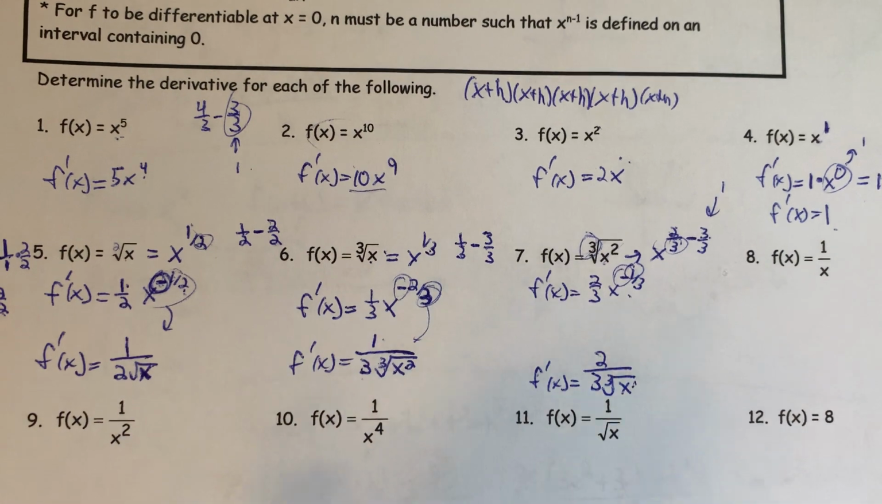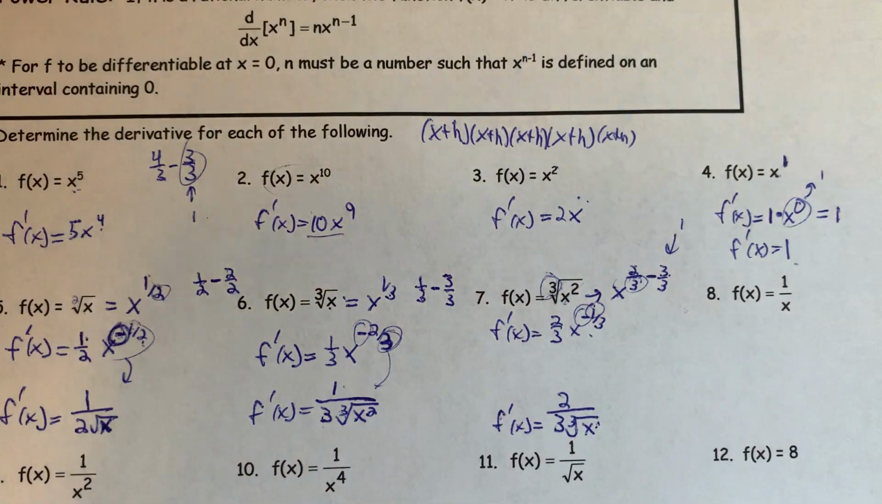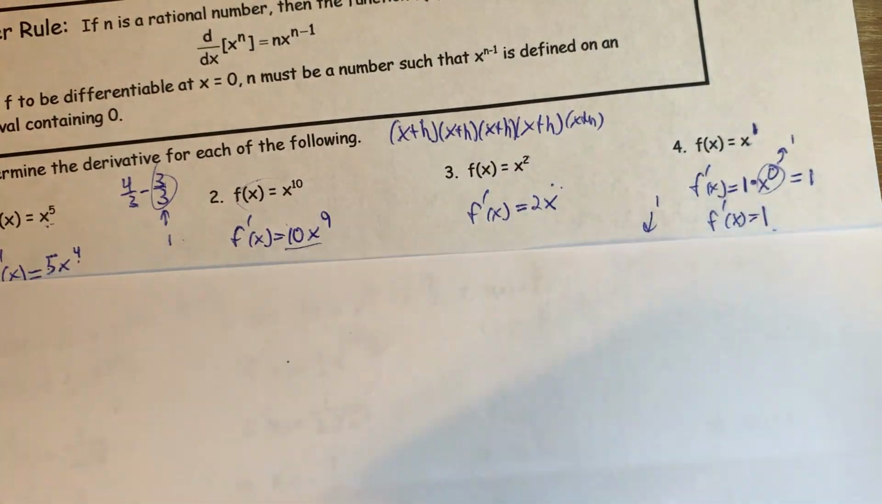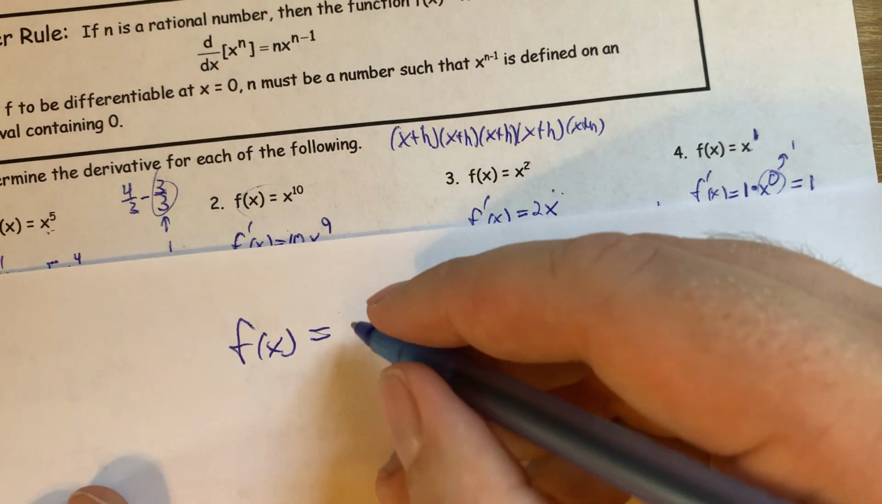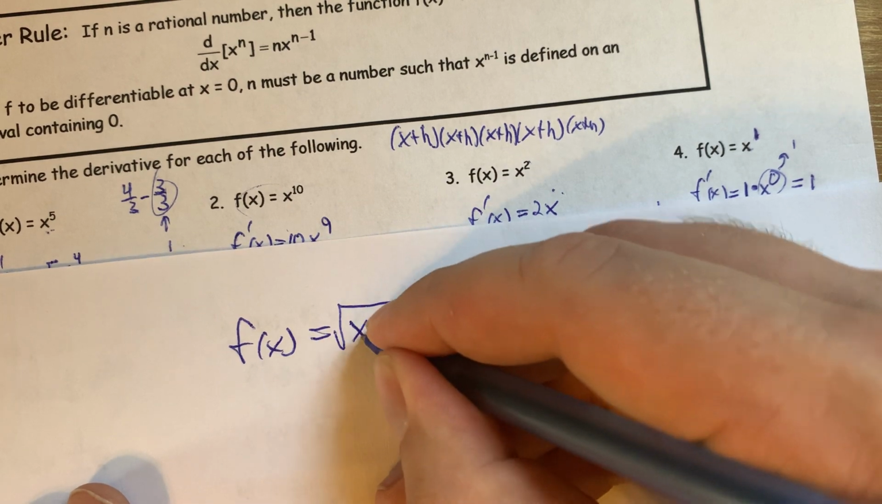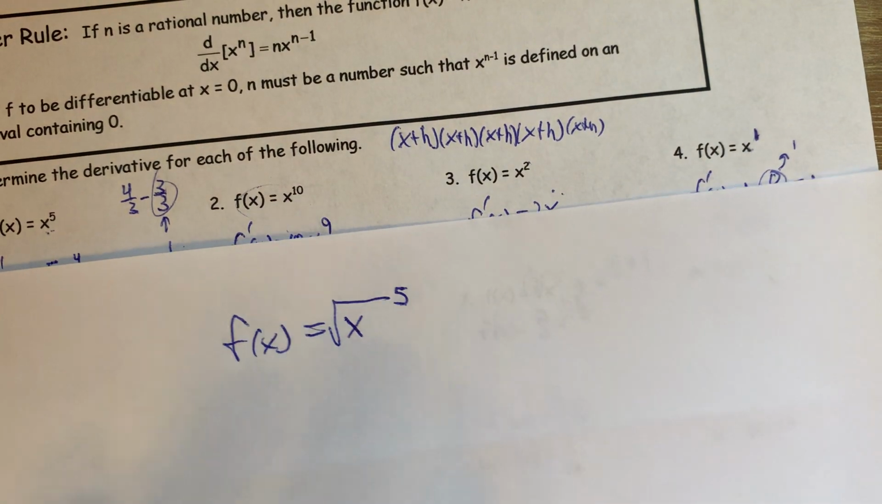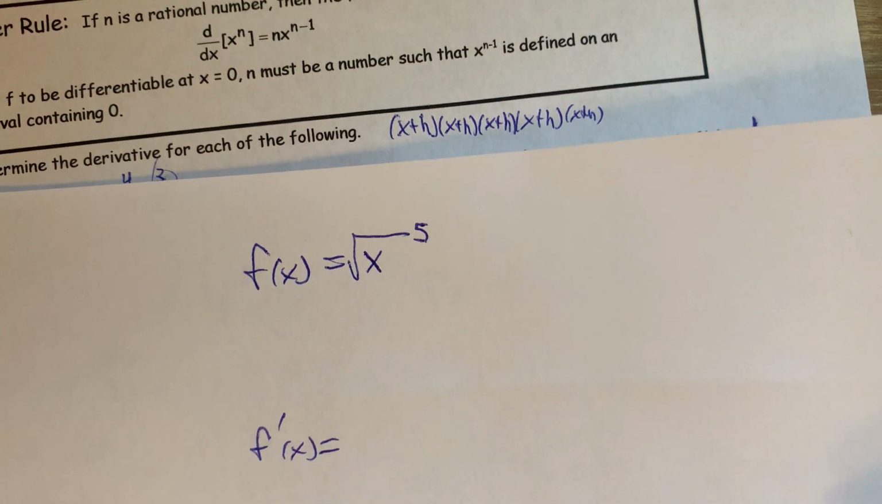So there we go, guys. There's one thing that a lot of kids get tripped up on sometimes, and so I want to make sure you have seen an example of this. Let's do, I should have put this in the notes, but f of x equals the square root of x to the 5th. There's something that kids get tripped on. Find what f prime of x is on your own.